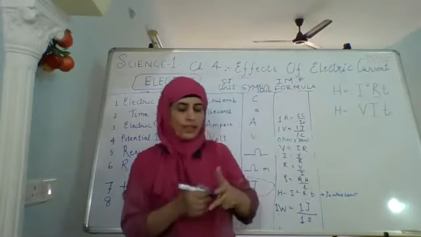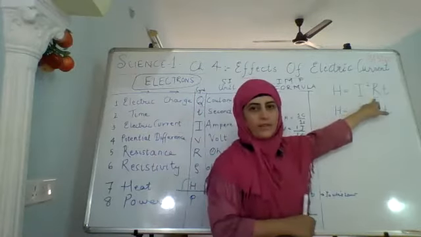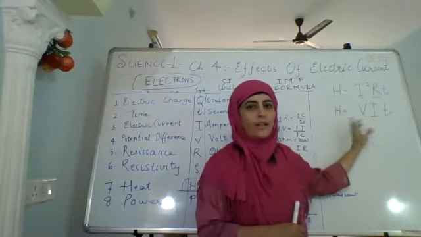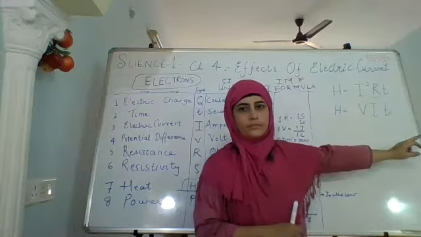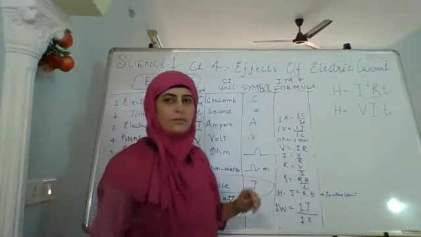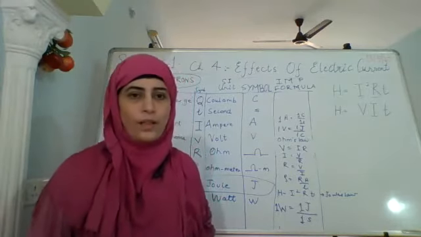So if in any numerical problem you don't have R given, you have only volt given, you don't need to convert it or find R. You can directly use this formula: H is equal to VIT. Okay, please take this down. Add it to your list of formulae.